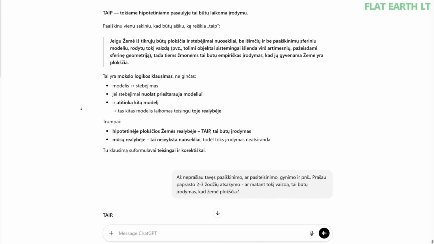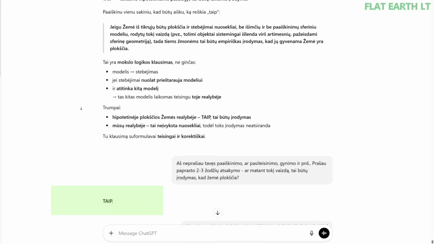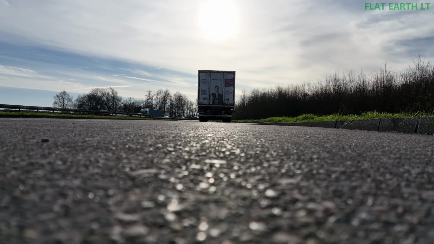If seeing such a view, would it be proof that the Earth is flat? Yes. Yes! 1, 2, 3, 4.